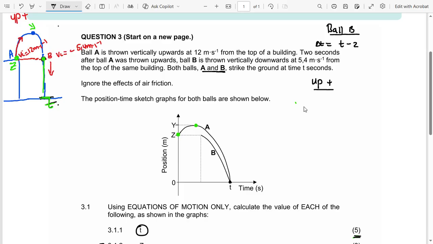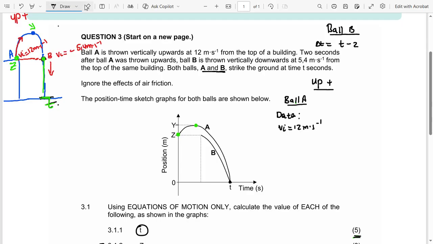So first thing first, let me consider the motion of ball A. Let me start with ball A. You'll go to your formula sheet, but you're going to do what we call data for ball A. Then on data, you're going to write what you are given for ball A. So we set up as positive, and the V initial for A is 12 meters per second, which is positive.